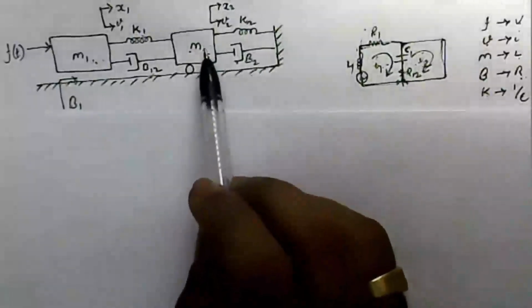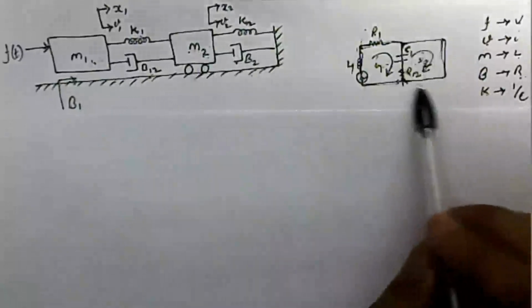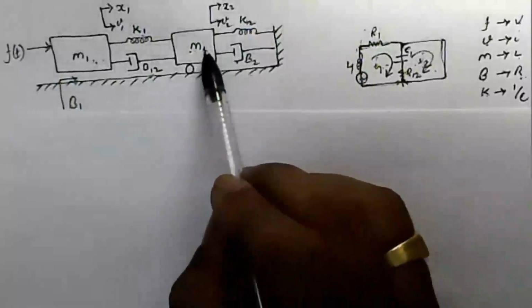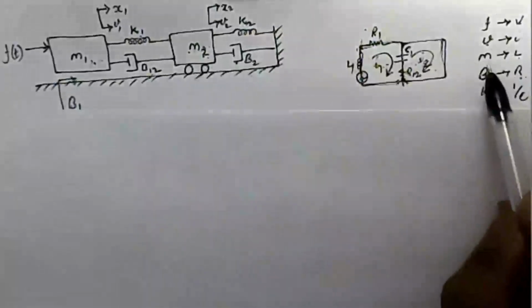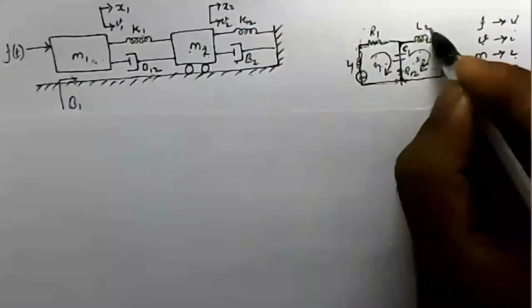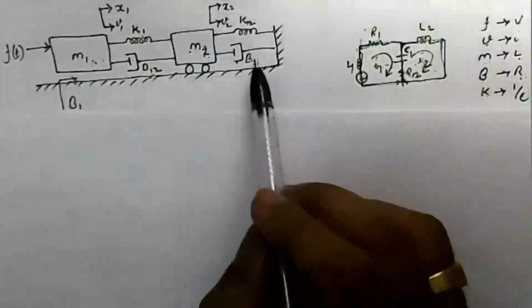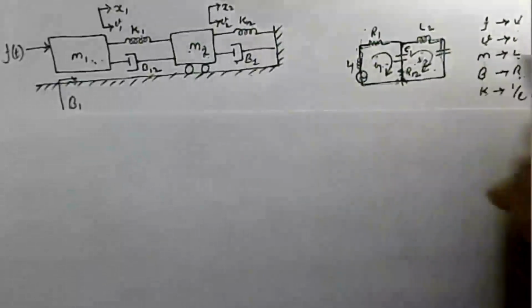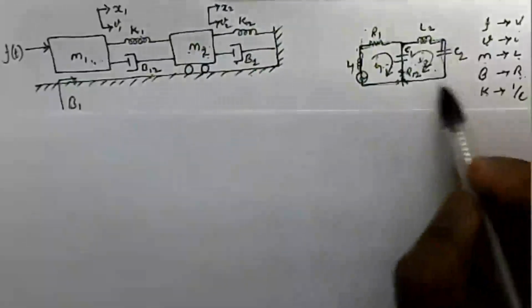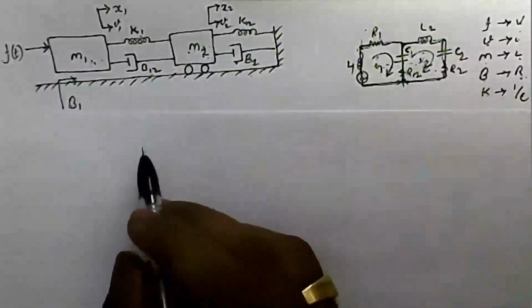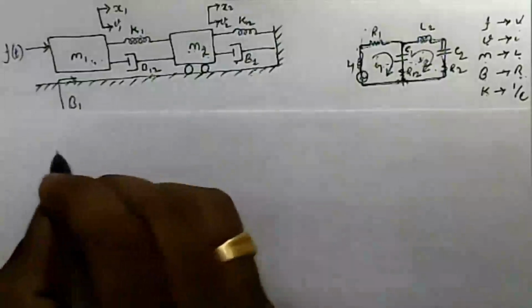Now let's consider the second node, the second loop. The second loop current is I2. Here, the second node M2 means L2, that is the inductance L2. Then K2 and B2 are also individual elements. K2 is the capacitance C2, an individual branch. Then B2 is R2. Here I draw R2. Now I clearly draw the force voltage analogous circuit.